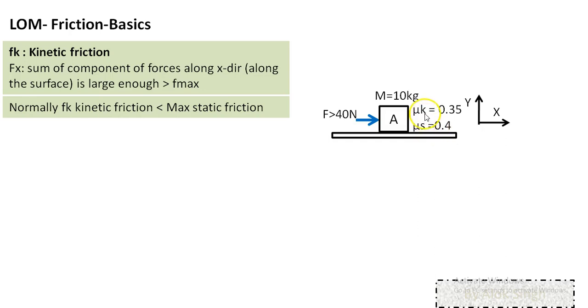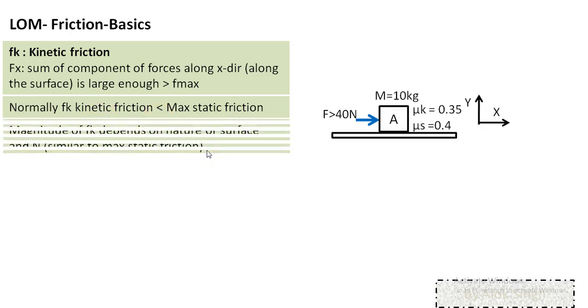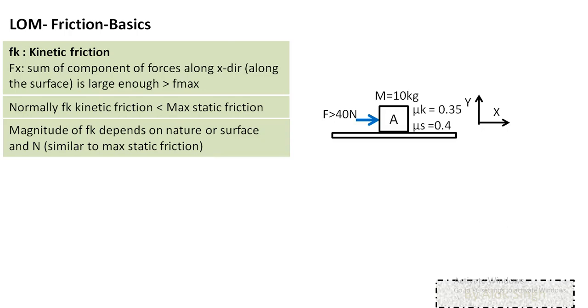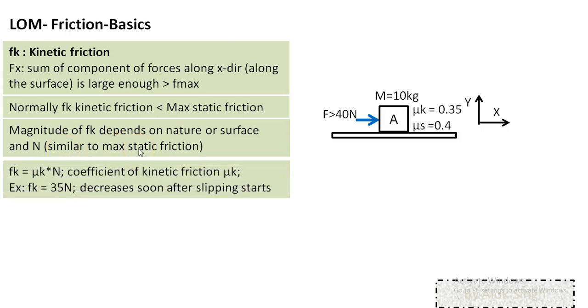So first thing you notice, mu k is smaller than mu s, which is normally the case. Normally, kinetic friction is lesser than maximum static friction. Similar to maximum static friction, the magnitude of Fk depends on the nature of the surface and the normal component of contact force. Fk, or kinetic friction, is equal to mu k times normal reaction, which you have seen earlier.